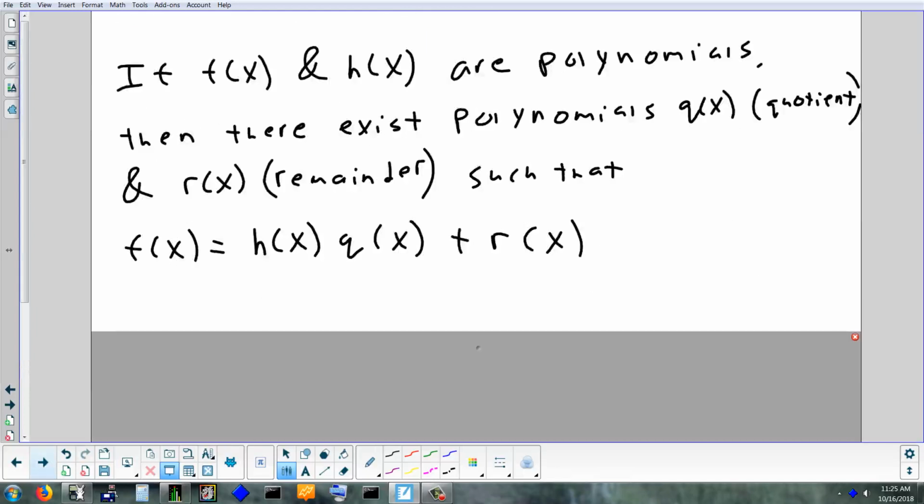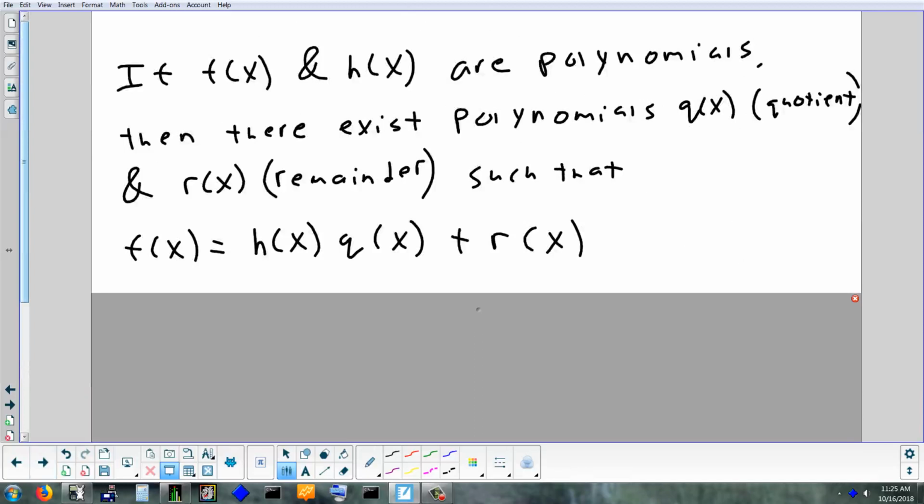Let's see, so do we need... Okay, so let's look at this real quick. It kind of looks confusing when you look at it at first. But if I show you how this works with just numbers and take all the letters out of it, I think it'll make sense. What it's saying here is if you divide two polynomials, you're going to get a quotient and a remainder that always make this equation true. f of x will always equal h of x times the quotient plus your remainder.